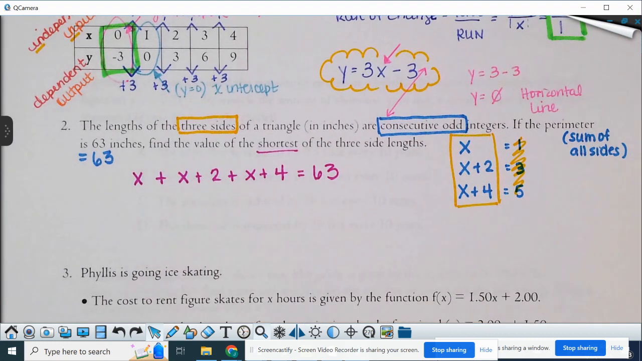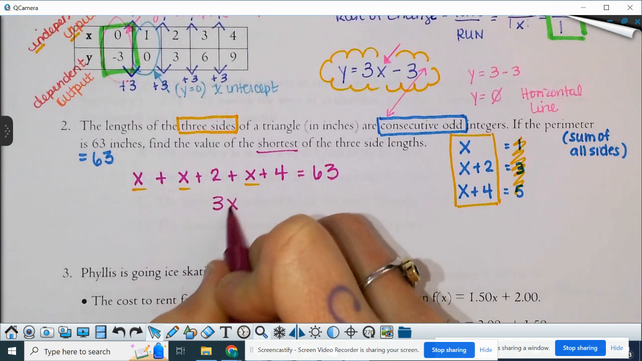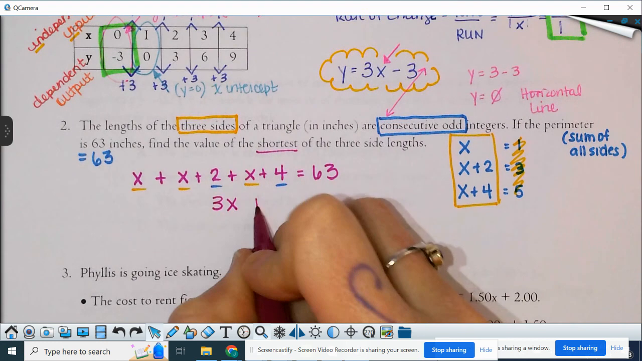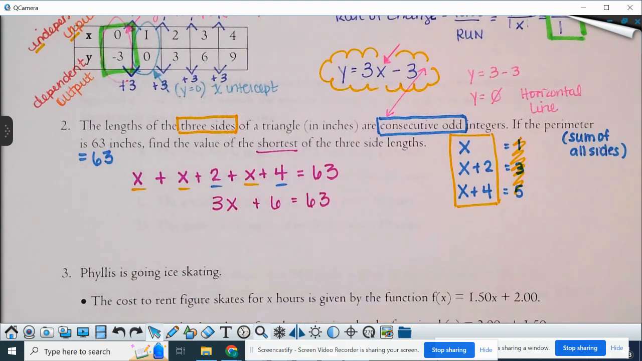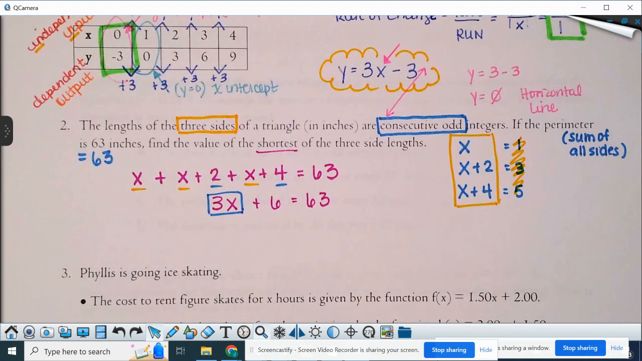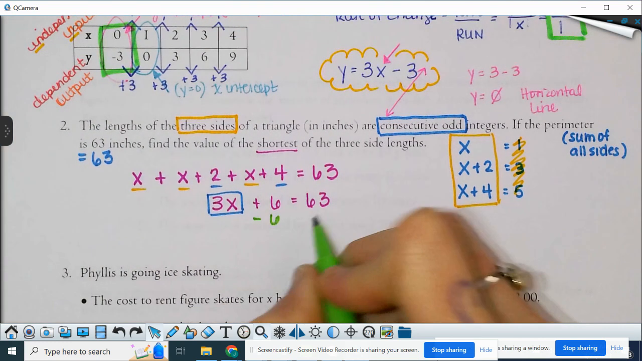So first and foremost, we want to clean up on one side all of our like terms. So we have 3 x's, which is going to give us 3x. 2 and 4 are both constants, so we can add those together and get plus 6 equals 63. I'm solving for x, so I need this guy by itself. What am I going to move first? To get 3x by itself, what am I going to move first? The 6, yes. How am I going to move the 6? Good, subtract 6. Beautiful. Subtract 6, subtract 6.